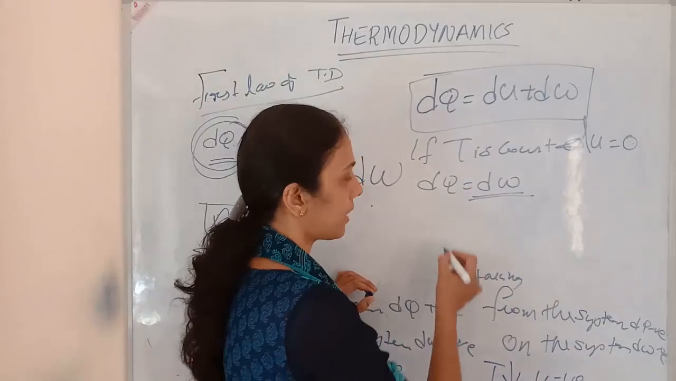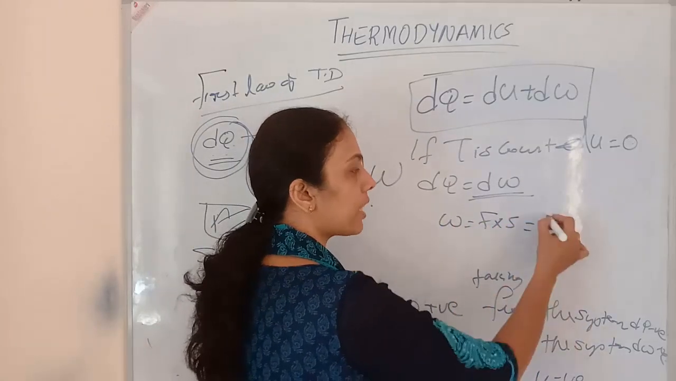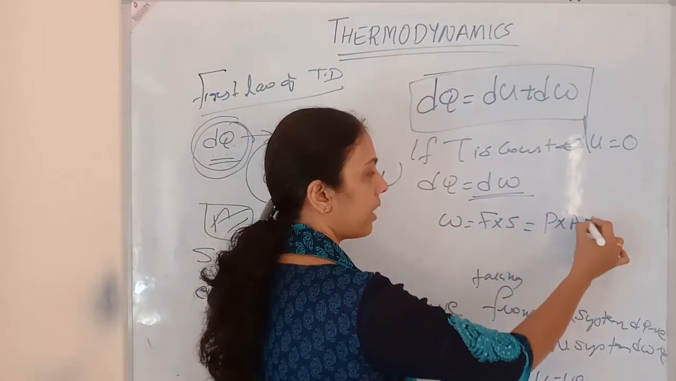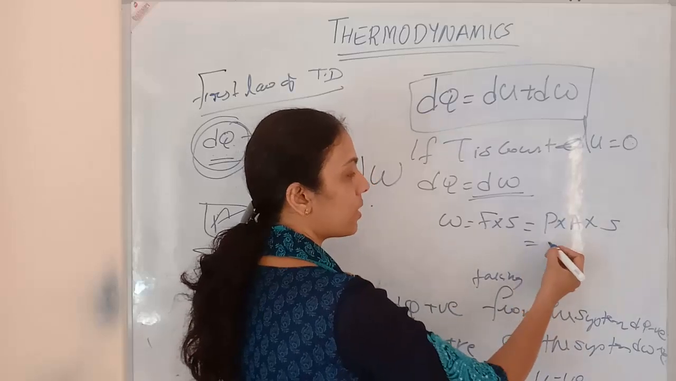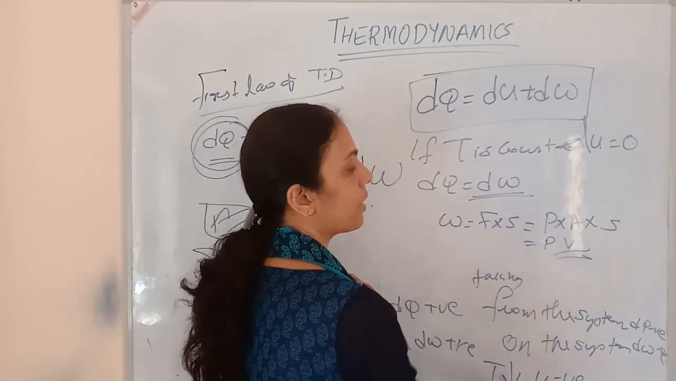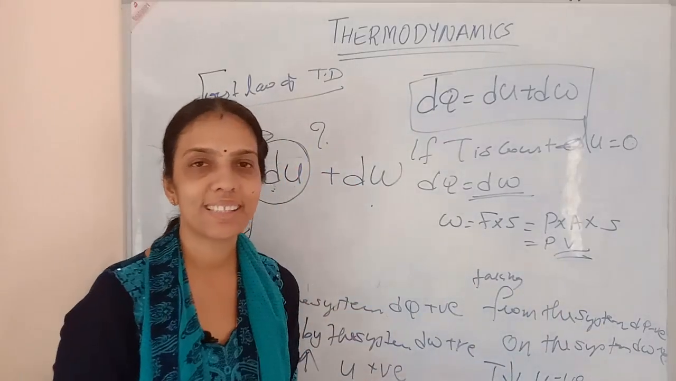dW we can write in another way. Work done, we know, is force into displacement. Force equals pressure into area, and area into displacement gives the change in volume, so it is P into dV. In that way also we can represent it. That one we will study in the next class.